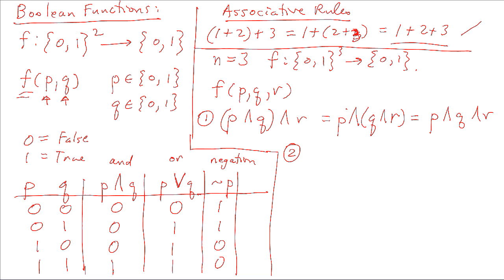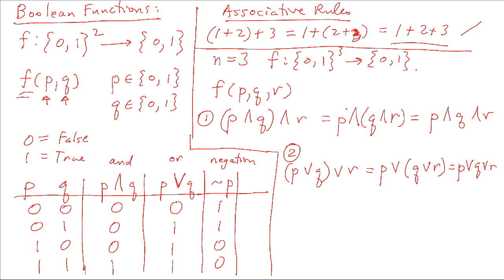If we have P or Q ORed with R, you could do it in the other order. You could OR Q with R first and then OR it with P, and they're all equivalent to the same expression without parentheses. Okay? Okay, so those are the two associative rules.